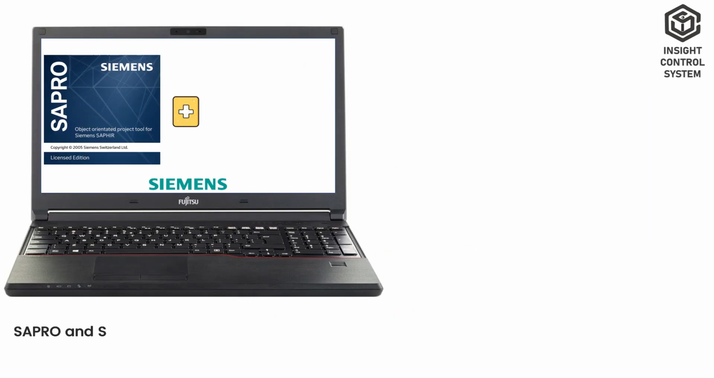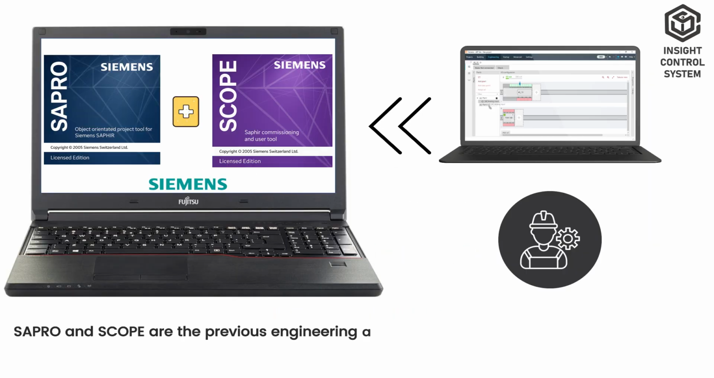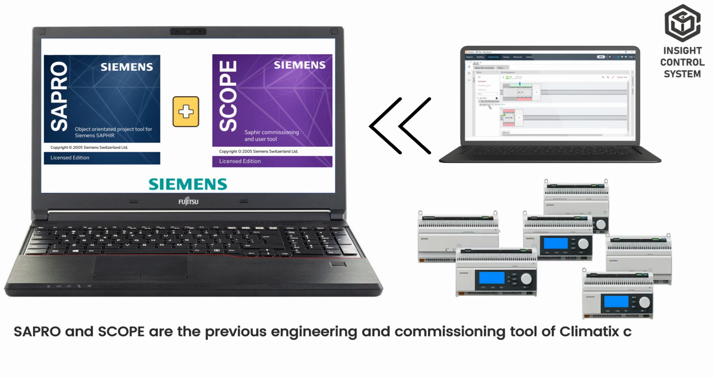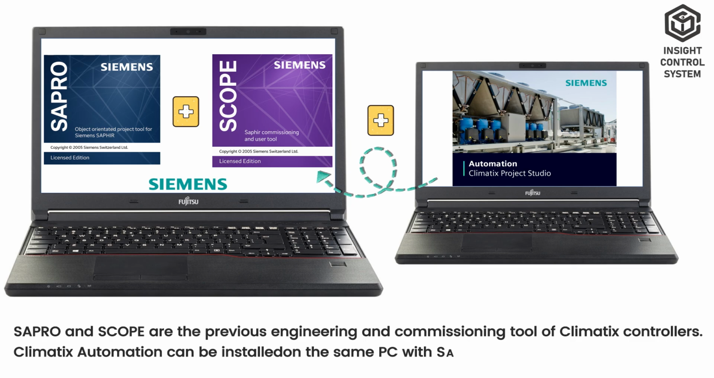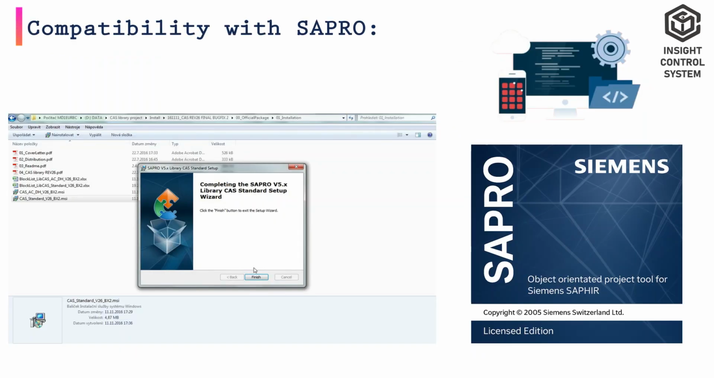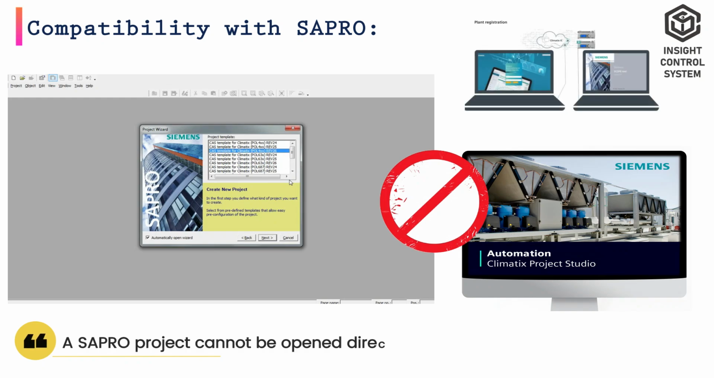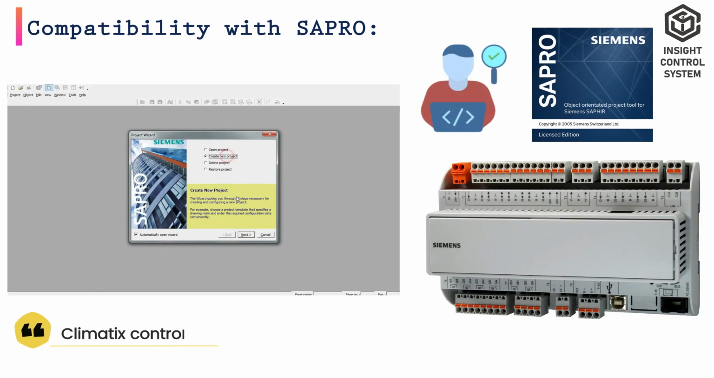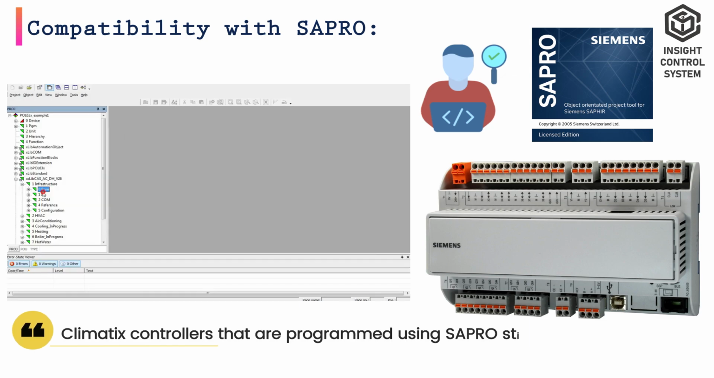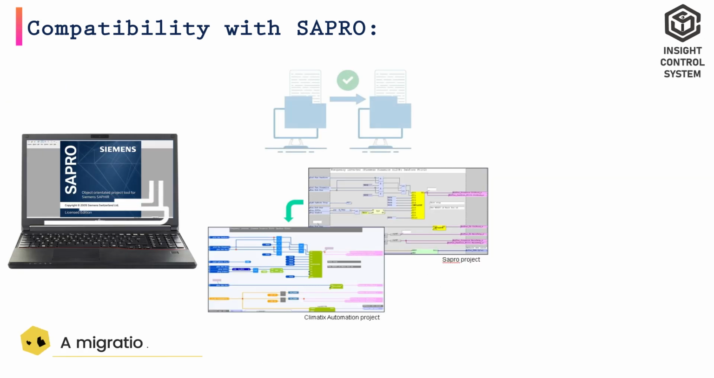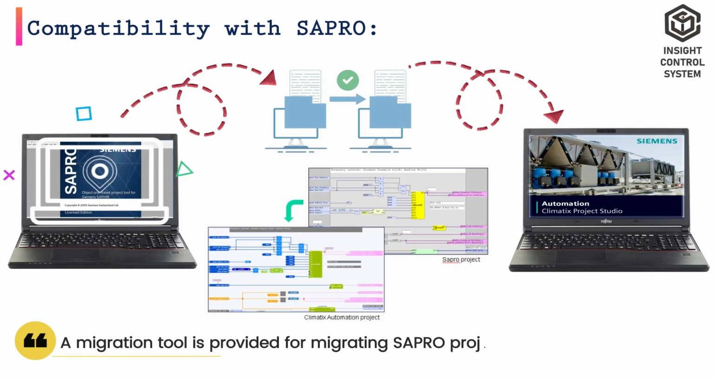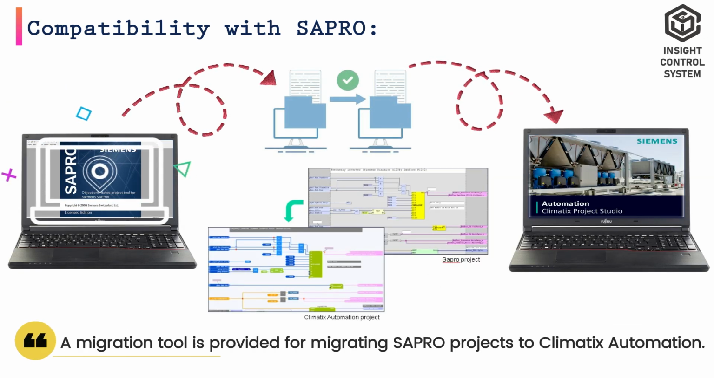Compatibility. SAPRO and Scope are the previous engineering and commissioning tools of Climatix controllers. Climatix Automation can be installed on the same PC with SAPRO and Scope. Compatibility with SAPRO. A SAPRO project cannot be opened directly in the Climatix Automation tool. Climatix controllers that are programmed using SAPRO still need SAPRO to view and modify the program. A migration tool is provided for migrating SAPRO projects to Climatix Automation.